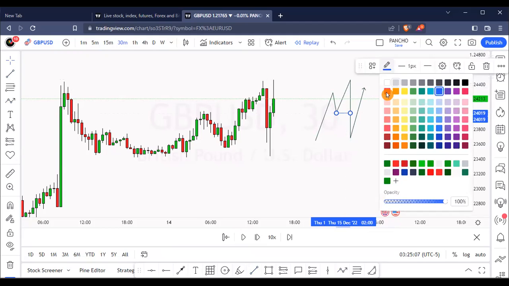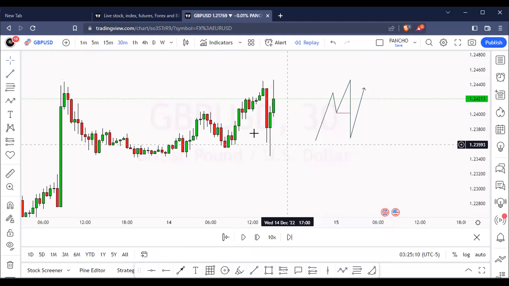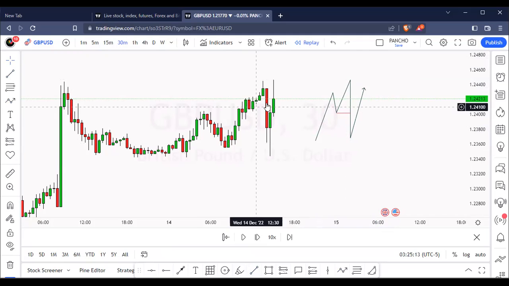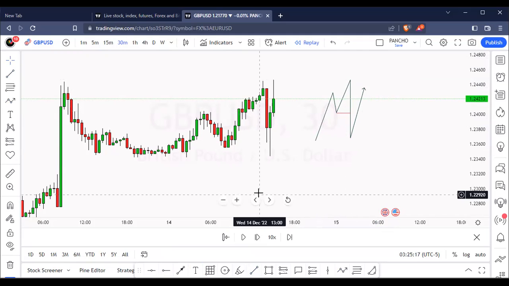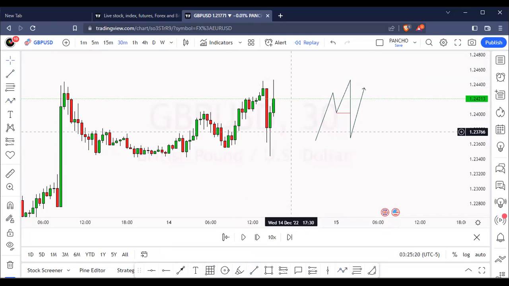But here, no change of character has happened, bro. This candle you marked as an order block, right? Which one are you taking as the change of character? This, I am.